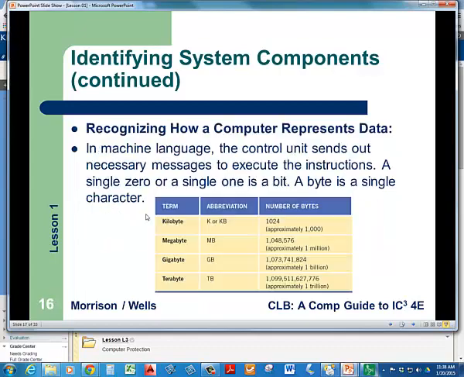Okay? So it puts the data into instructions. A single instruction would be made up of single bits, and a group of bits would be a byte. So a byte is a single character.